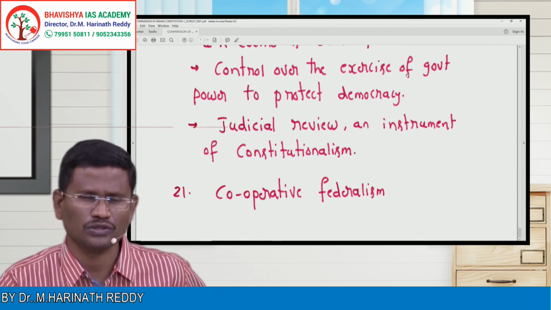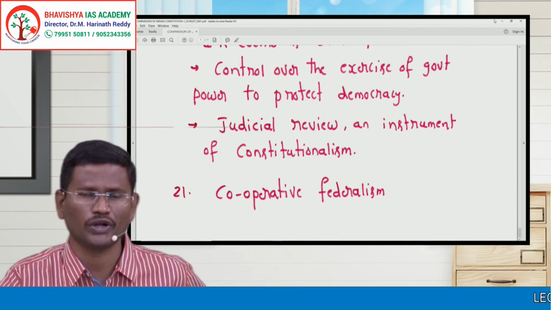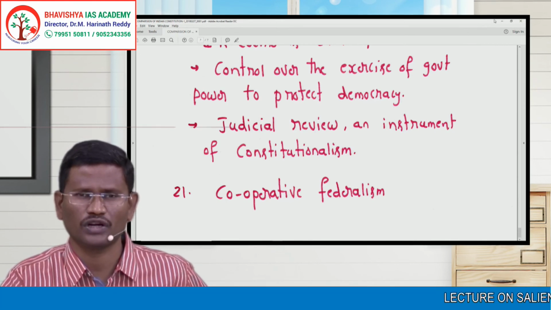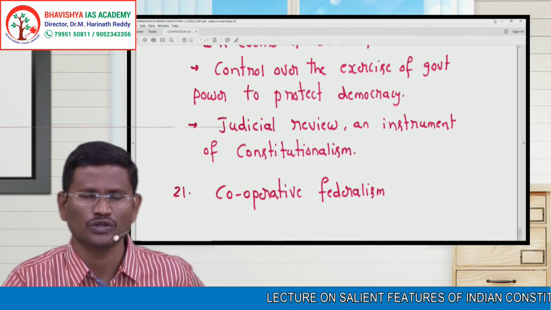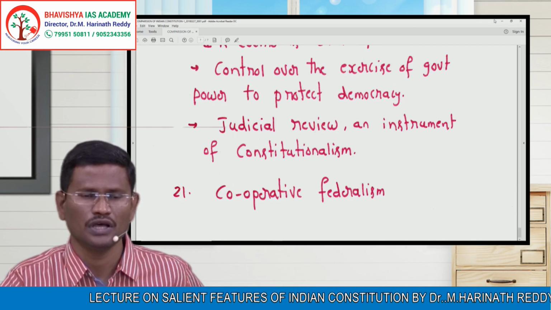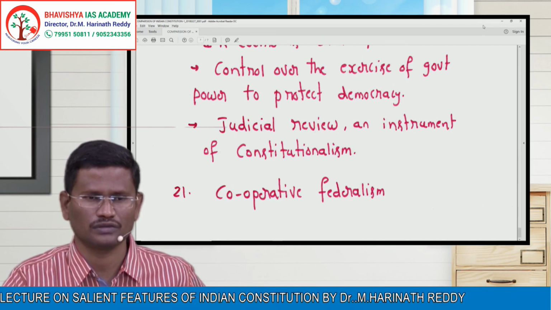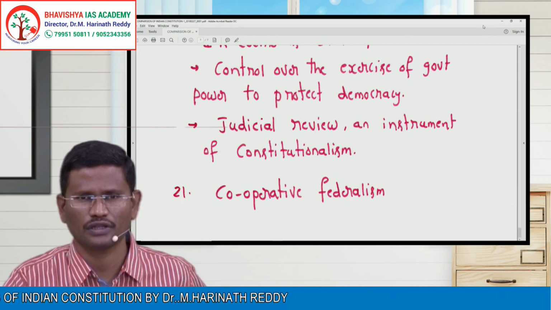So the Indian Constitution is again distinct in the sense that it has provided for cooperative federalism. It has provided for the center and the states to cooperate with each other on several issues through the Interstate Council, through the Finance Commission, through the GST Council. This is again a salient feature of the Indian Constitution. So that's it about the salient features of the Indian Constitution.